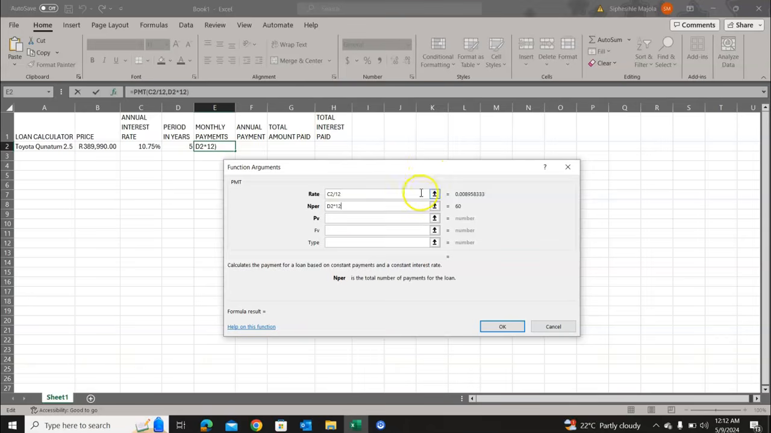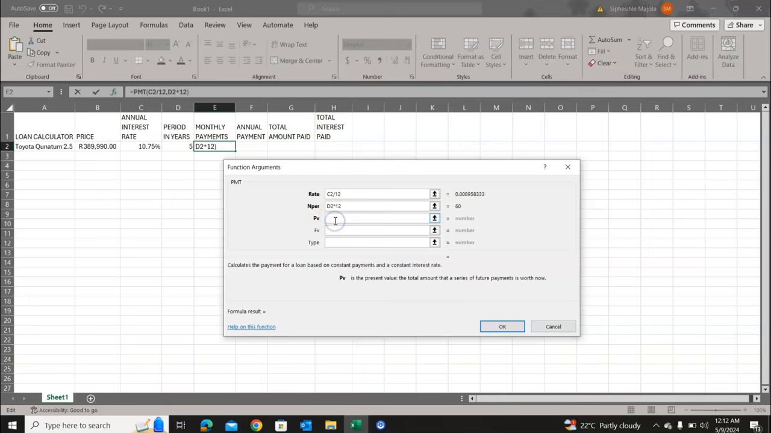And then NPER, the duration of the loan. For how long are we going to be repaying this loan? We've been told 5 years, but because we want months, we need to convert our years into months. We're going to multiply by 12.